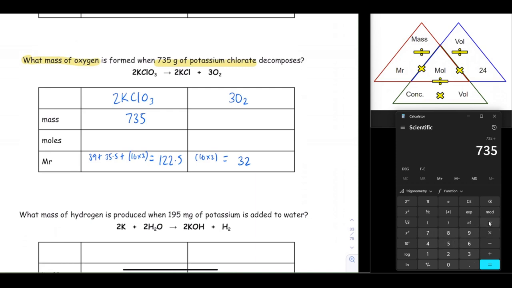735 grams divided by 122.5. That gives us 6 moles of potassium chlorate. Well, I've got a 2-to-3 ratio, so I need to do 6 divided by 2 to get 1, equals 3. Then we times by 3 because we've got a molar ratio of 3 over here. That gives us 9. So I've got 9 moles of that. I just times it by 32, and I get 288. Perfect.